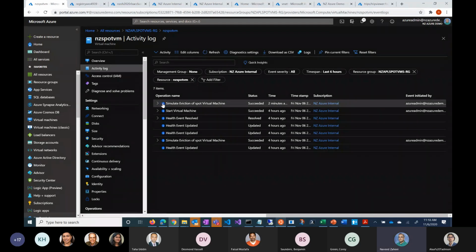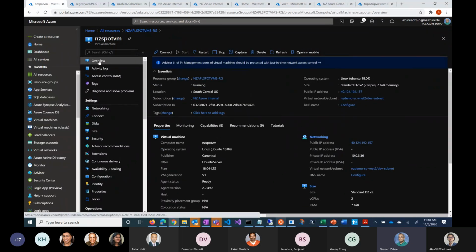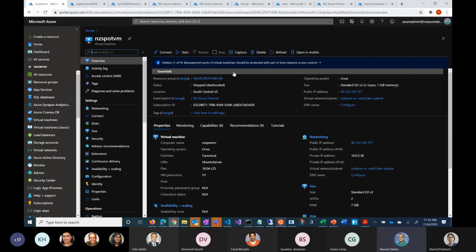So basically, this thing has happened. As you can see here, simulate eviction machine started, succeeded. Let's see the overview. After some time, let me refresh this page. You see that the machine is stopped, deallocated. So basically, that's how it will work in the real world as well when you have a virtual machine that you are using.